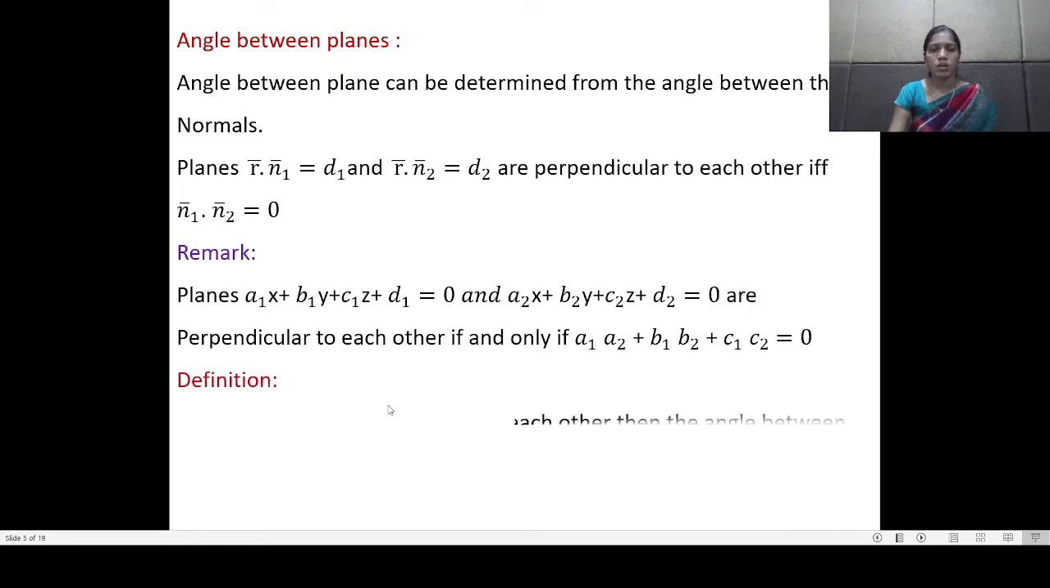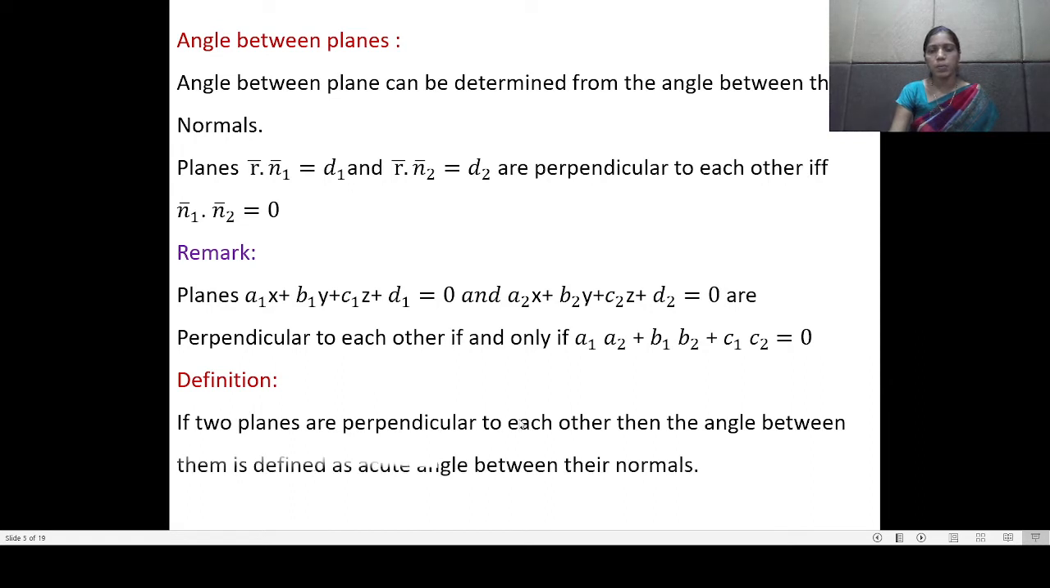Now let's see the definition. The angle between two planes is defined as the acute angle between their normals. So for two planes, the acute angle between them is the angle between their normals.